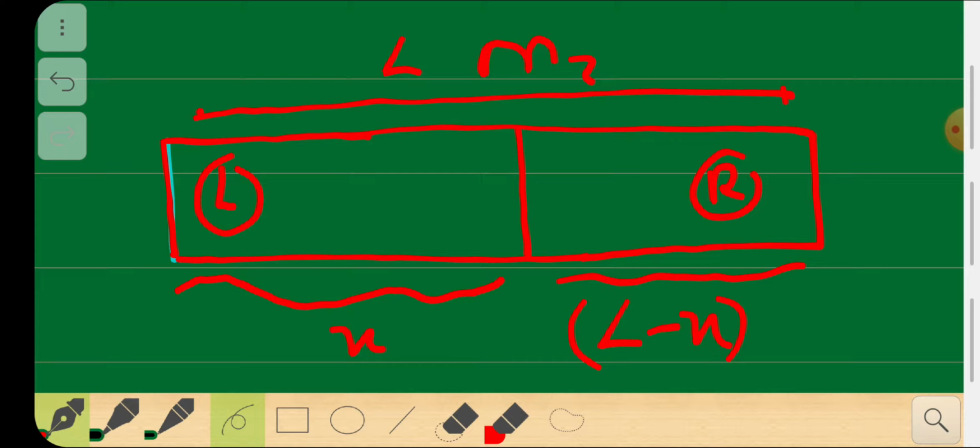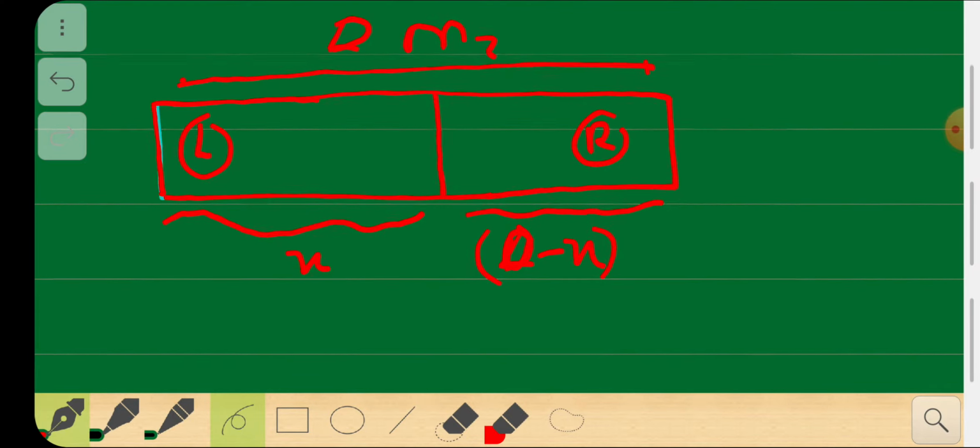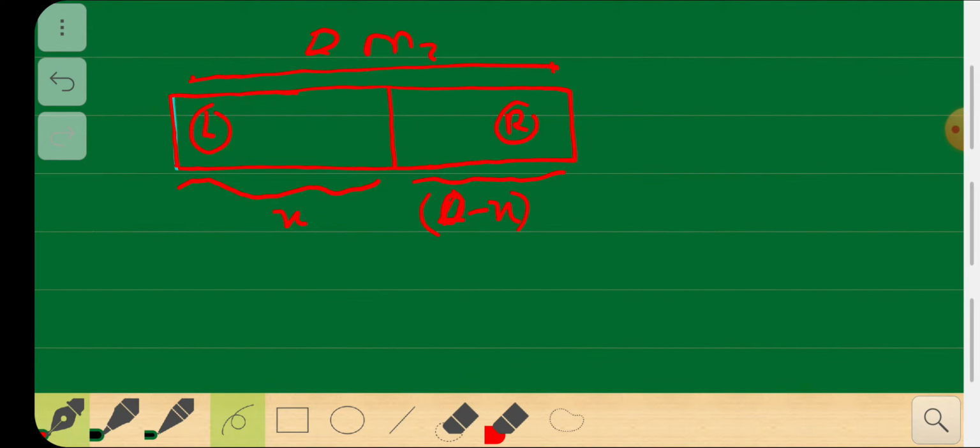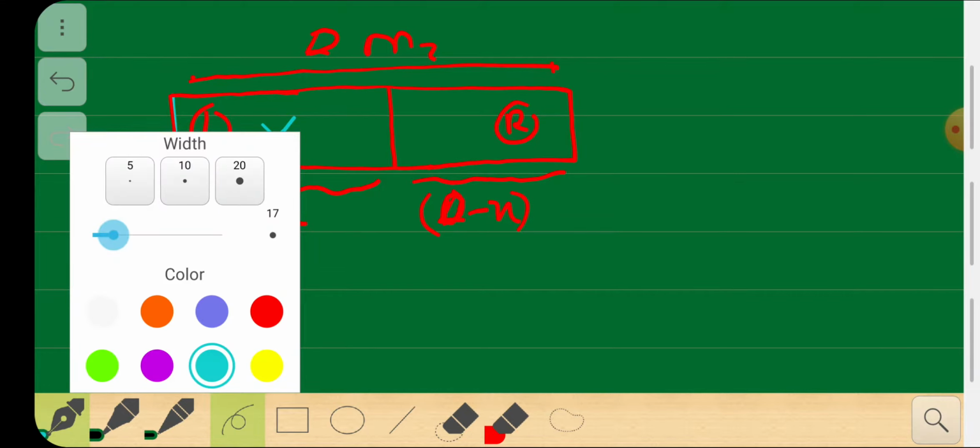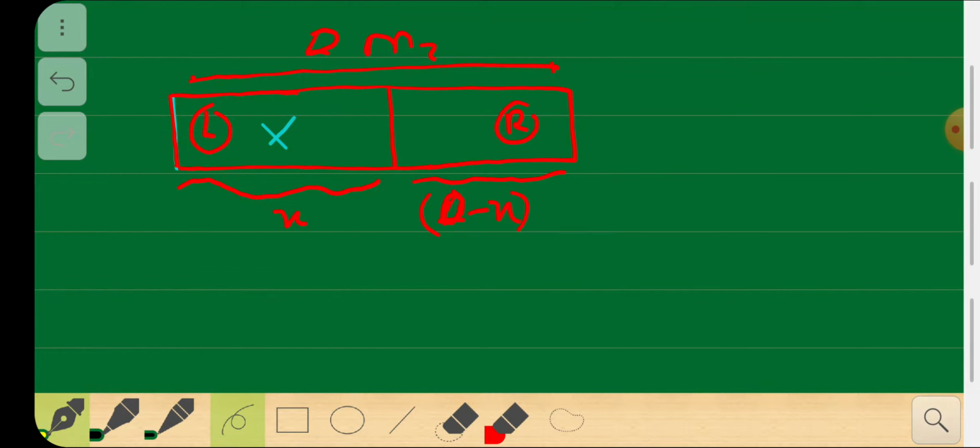So let's call this D. Length D, and this is D minus x, right? So let it be like that. If you take only the left part, what you can see is that you can write down the force equation. So now we are taking the left part only, and we can write down the equation of force here.